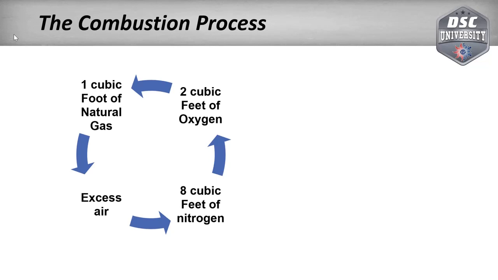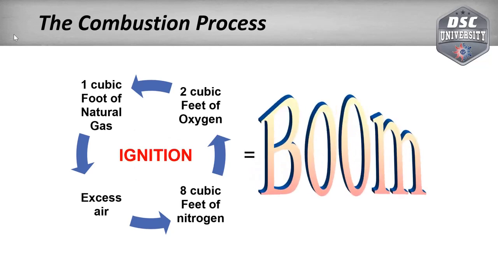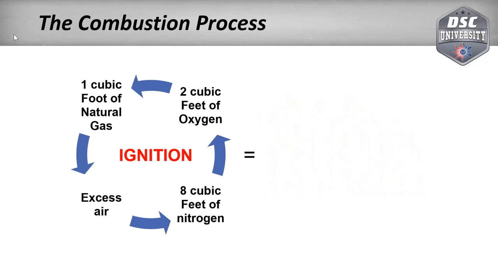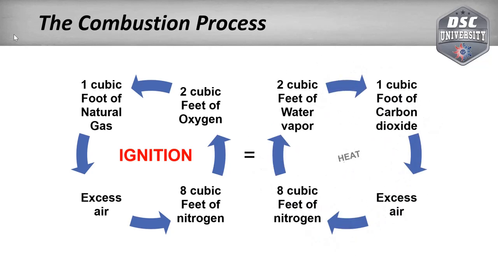So what do we say we need for combustion? We got to have air, fuel, and spark. So then we have to have our ignition. Once we get ignition, then it goes boom. Hopefully not. So then we start getting our products of combustion. Our products of combustion are 2 cubic feet of water vapor, 8 cubic feet of nitrogen. So that nitrogen just passes through. It's not even being consumed. That excess air just passes through, and then we get a cubic foot of carbon dioxide. So this is complete combustion, because you don't see carbon monoxide in there anywhere, do you?